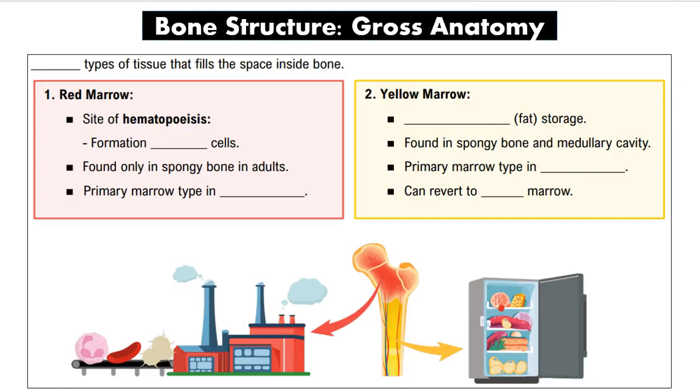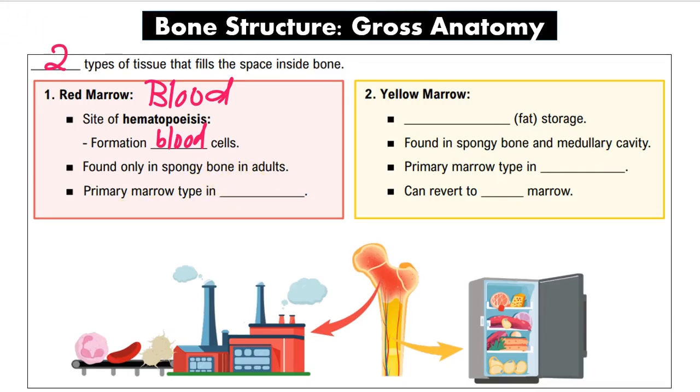Let's get into some other pieces of the bone that we want to see, and that's going to be our bone marrow. And there's two types of tissue that fill the space inside of a bone. And those are going to be the red marrow and the yellow marrow. So the red marrow, red blood, is going to be the site of hematopoiesis, or the formation of blood cells. So this is only going to be found in spongy bone in adults. And then it's going to be a primary marrow type in children.